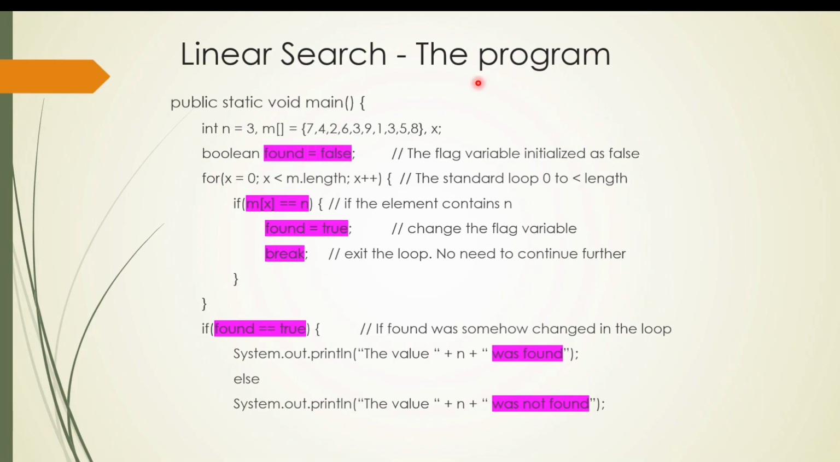Now the linear search program looks like this. We start off with the main function. In the main function, we start off by creating three variables. Basically, one is a variable containing a 3 and one is an array containing a number of values, and these are unsorted values. You can see that these are unsorted values, and there is a variable called x that has been created here. All right, and there is a boolean variable created which is false in the beginning. So I have highlighted those, and those are created as false.